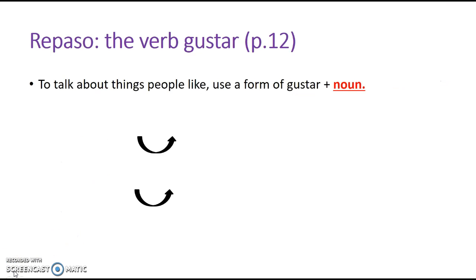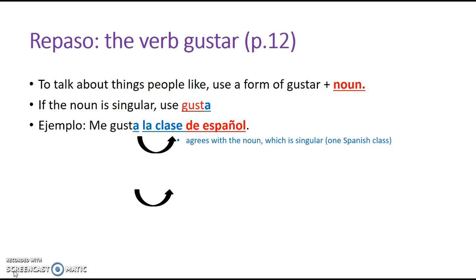Vamos a terminar el repaso hoy con el verbo gustar. Gustar significa to like. Necesitan incluir la forma de gustar con un sustantivo. Si el sustantivo es singular, se usa gusta. Por ejemplo, me gusta la clase de español. So this is the él, ella, usted form of the verb. And if you think back to that first video that we watched, when we're talking about él, ella, usted, the conjugation is an a ending. And it's an a ending because it's referring to la clase de español, which is a he, she, it conjugation.